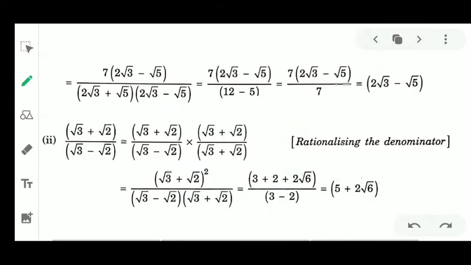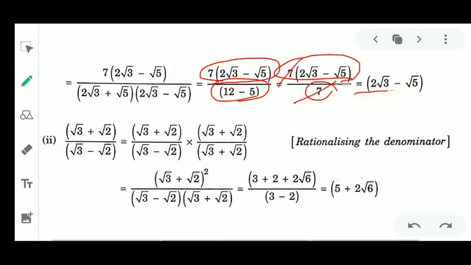So when you multiply both numerator and denominator by 2 root 3 minus root 5, the numerator will be 7 into 2 root 3 minus root 5. Then in the denominator we have 12 minus 5. Clear? Then the denominator will be 7 and the numerator is the same, 7 multiplied by 2 root 3 minus root 5. Here 7 will be cancelled. The answer is 2 root 3 minus root 5. Clear? Next one.